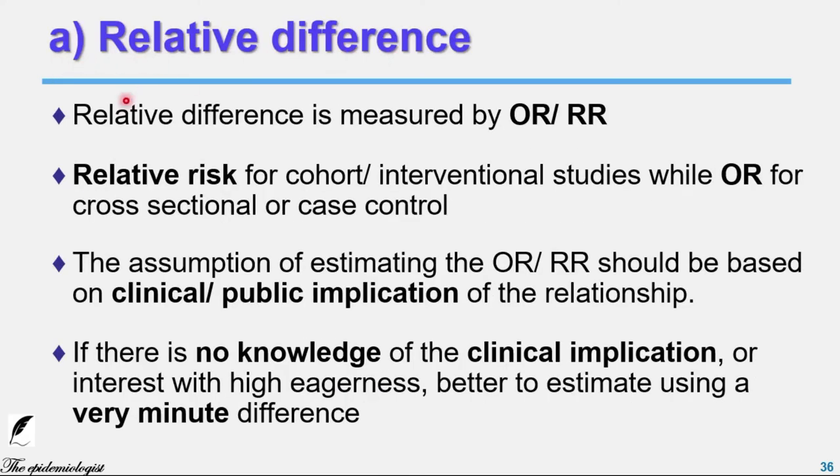Estimation using a relative difference. The odds ratio, or relative risk, measures the relative difference. The relative risk is for cohort or interventional studies, and the odds ratio is for cross-sectional or case control. The assumption of estimating the odds ratio, or relative risk, should be based on the clinical or public implications of the relationship. If there is no knowledge of the clinical implications or interest with high eagerness, it is better to estimate using a very minute difference.